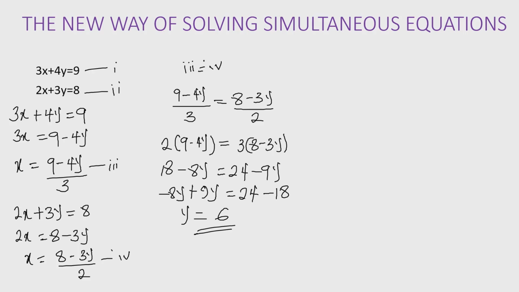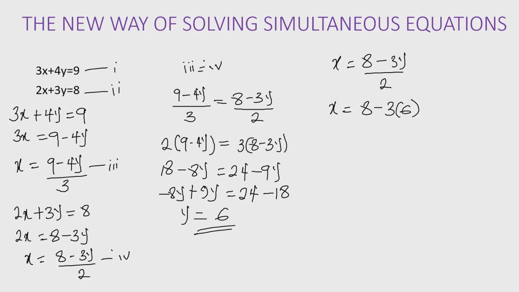Since we said in any of the equations, whether equation 3 or equation 4, you can use any of the equations to get your x. So I want to use equation 4. Using equation 4, x is equal to (8 minus 3y) over 2. Then x will be equal to 8 minus 3 into, what is my y? My y is 6.